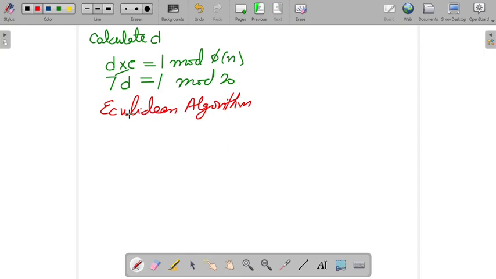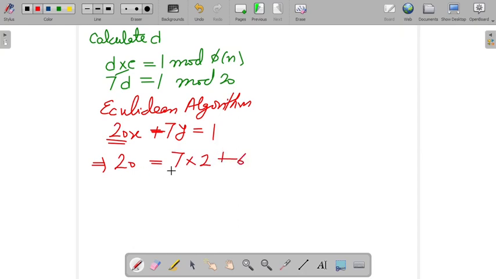If something is like this, then you can write it 20x plus 7y is equal to 1. So how to convert this 20 in terms of 7? You write 20 is equal to 7 multiplied by 2 plus 6. Take the 7: 7 is equal to 6 multiplied by 1 plus 1. Just stop. When we become 1 here, then we use the backtracking.